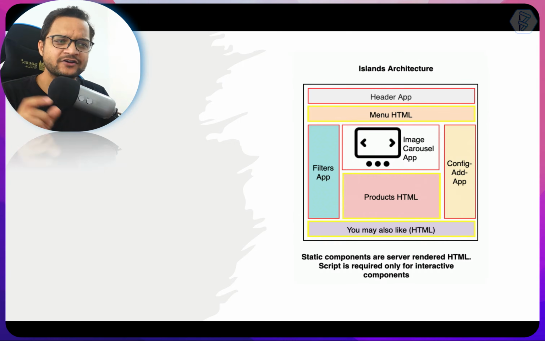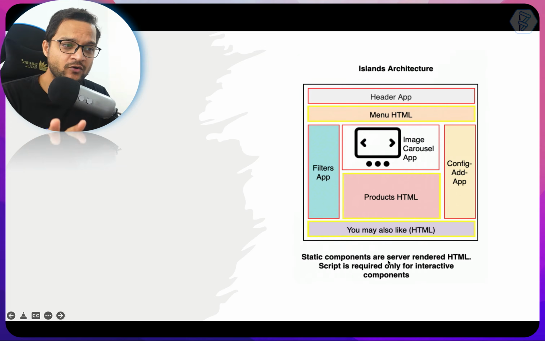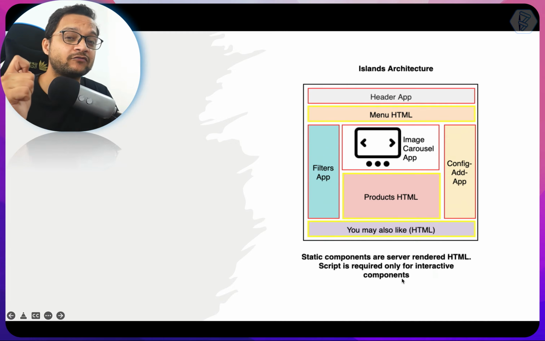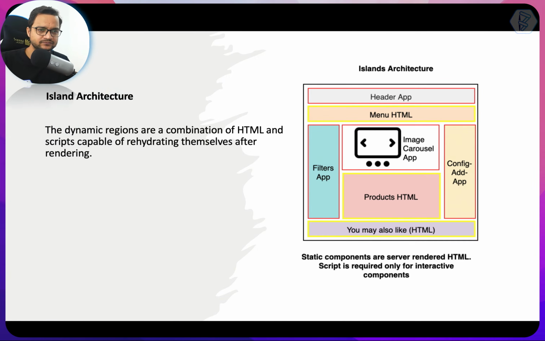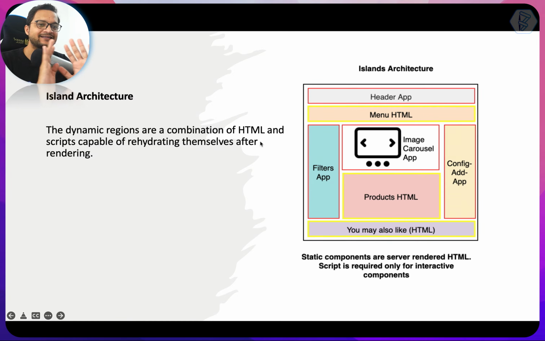Now, island architecture says that, hey, static components are server-rendered HTML. Script is required only for the interactive component. Let's understand the island architecture. So dynamic regions are a combination of HTML and script, that means JavaScript. HTML and script capable of rehydrating themselves after rendering.